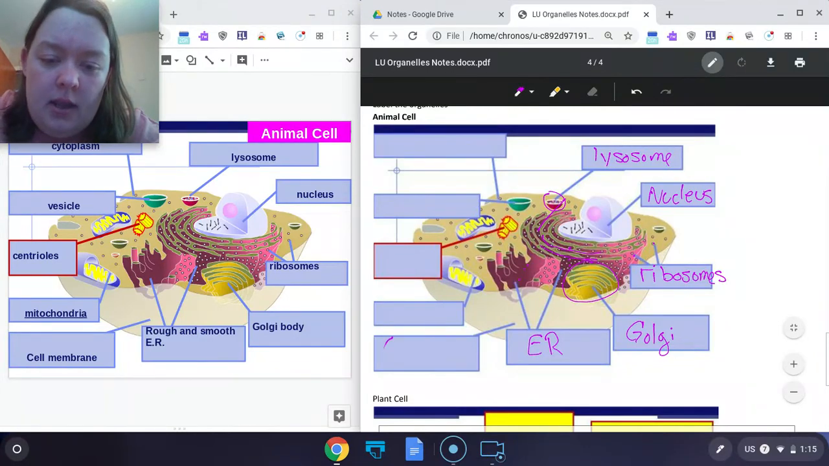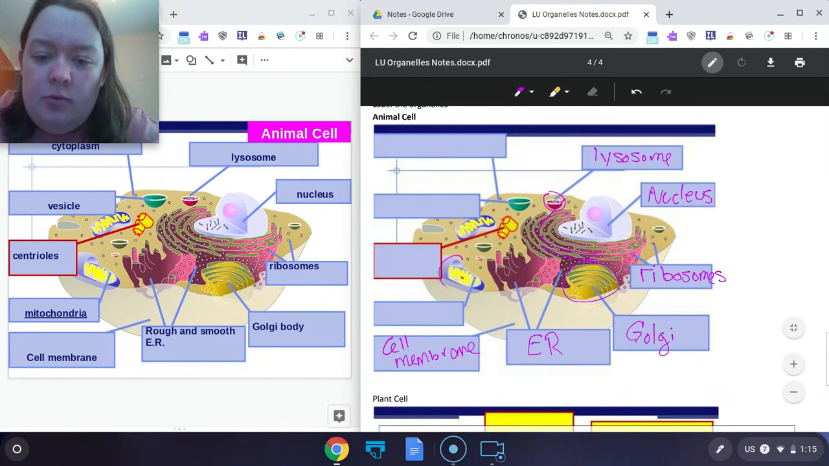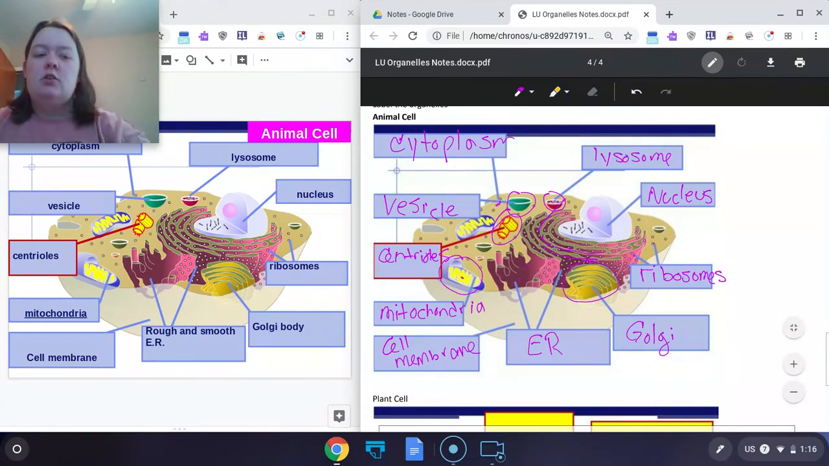Surrounding the whole cell, we have the cell membrane. We have our oval-shaped organelle here with squigglies in the middle. That is our mitochondria. Our yellow Twizzlers here are the centrioles. We have a vesicle here for transport. And then the jelly filling, which is just the junk in the middle, is the cytoplasm. So that is our animal cell.